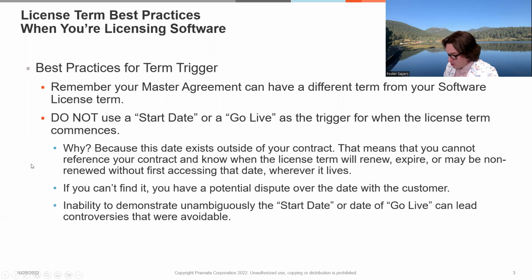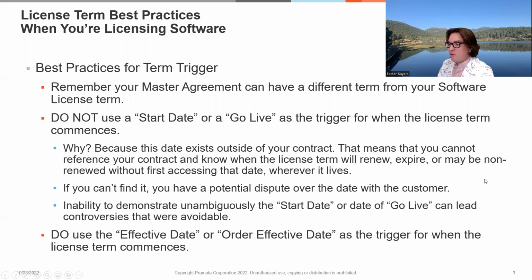And ultimately, if that start date or go live is a value that lives in some separate system, then it can be hard, right, to demonstrate unambiguously this is your start date or this was your go live date. And that can lead to controversies that would have been avoidable had you specified the specific date that the license term began on. Well, how do you do that in software?